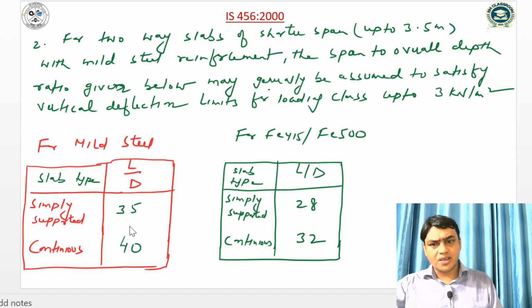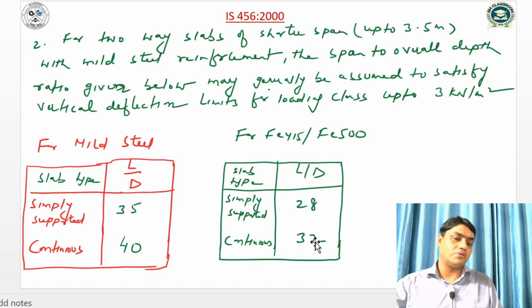And in case of high grade of steel like Fe415 and Fe500, we just have to multiply this value by 0.8. So for the simply supported beam, 35 into 0.8 will be 28, and for the continuous beam, 40 into 0.8 will be 32. One thing we have to remember: in case of a two-way slab, the shorter span is used, but here we compute the span to overall depth ratio, and in case of a one-way slab, we compute the shorter span to effective depth ratio, and that is the same as for the beam.